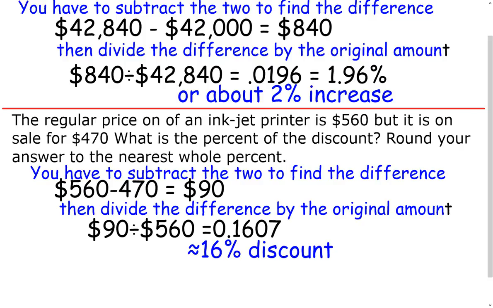Well, I hope this tutorial has helped you with understanding percents and how to go between decimal and fraction, and how to find missing amounts, and how to negotiate word problems. And you'll be successful, and good luck.